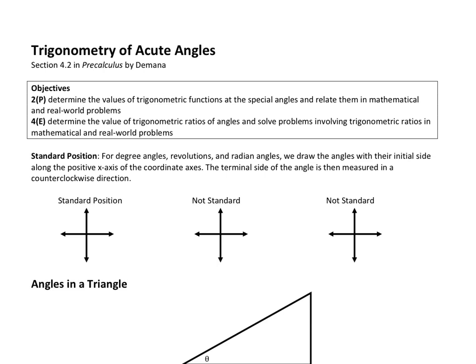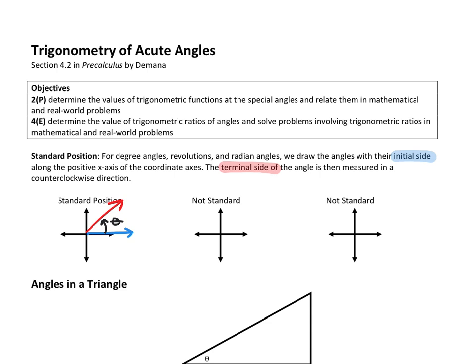Just to go over a few standardized things. When we're talking about angles on a coordinate grid, we're always going to have them in standard position, which means the initial side is along the positive x-axis, and the terminal side, or the ending of the angle, is measured in a counterclockwise direction. So we're always going to be measuring angles like this, from the positive x-axis around or up to the terminal end.